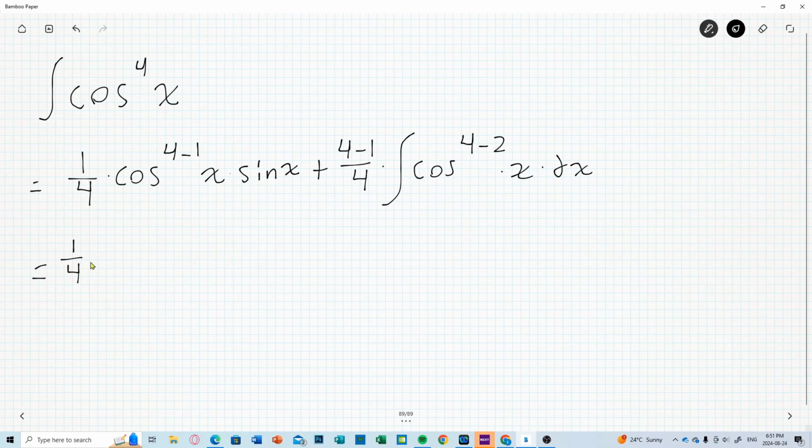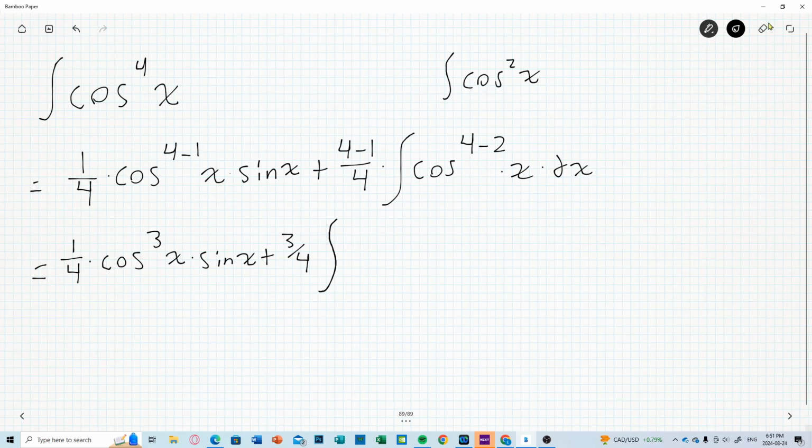Now this will give us 1/4 multiplied by cosine cubed of x multiplied by sine of x plus 3/4 of, this will be cosine squared, so if we want to, we can use the reduction formula again, but instead of it being cosine to the 4, it's going to be the integral of cosine squared of x, which will give us, instead of an integral here, a bracket of 1/2 multiplied by cosine of x multiplied by sine of x plus 1/2 of cosine to the 2 minus 2, which just gives us the integral of 1 multiplied by dx, which just turns into x.